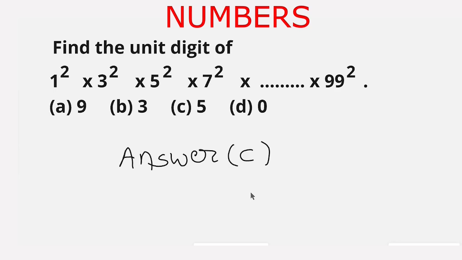I hope you have understood the solution. It's a very easy question. Whenever anything is multiplied by 5, the ones place digit is always 5. This is the concept behind it. We go to the next question.